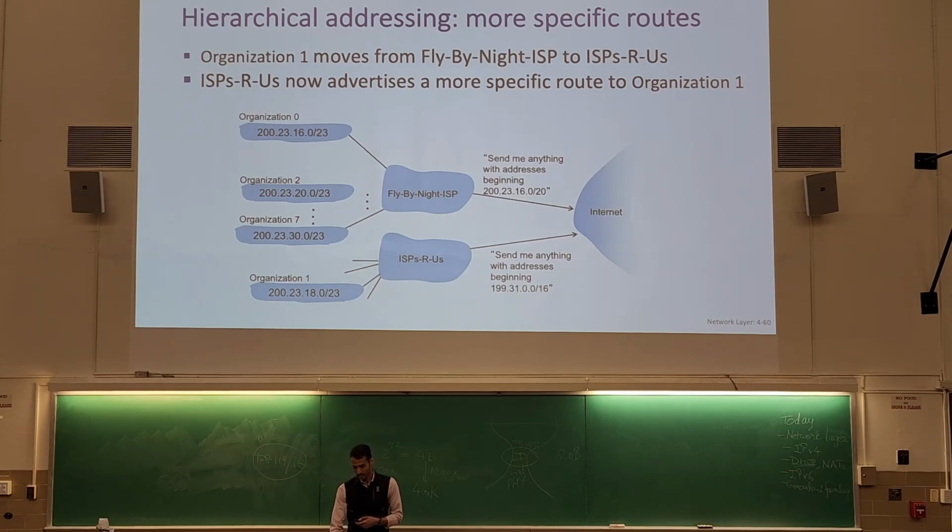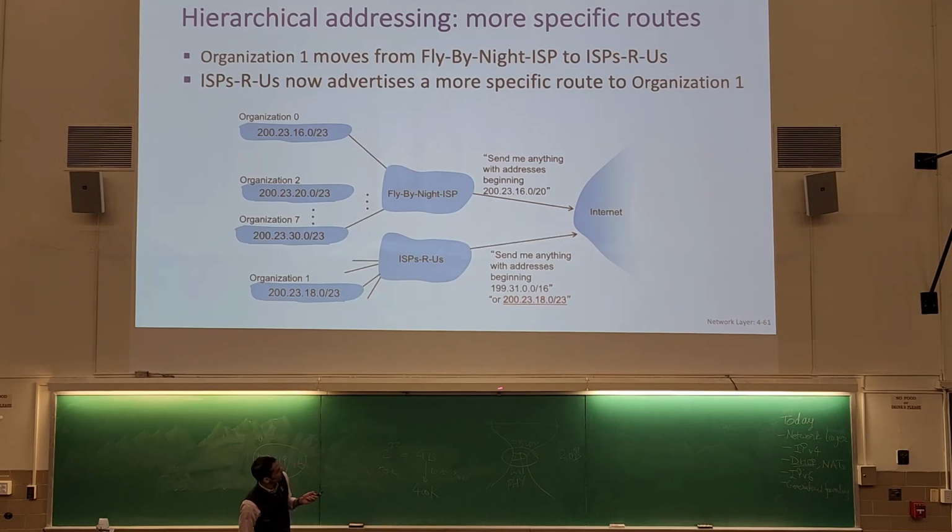And at this point, ISPs R Us is going to make 2 announcements. This has increased its work a little bit. Earlier, each ISP was advertising to the rest of the internet one block. Now, because some displacement has occurred, one of the ISPs is having to announce 2 blocks. This might seem potentially problematic, right?